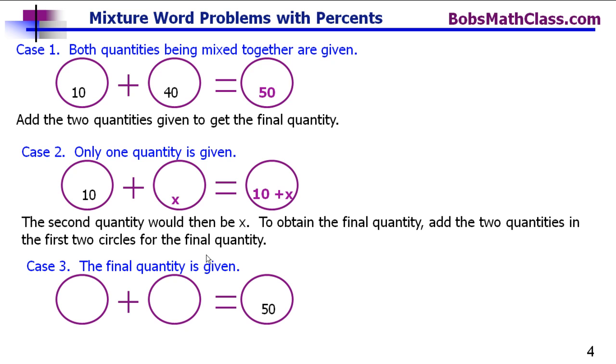Okay, so the first case, you add these two. Second case, you have to make one of them x, and then you add. Here in the third case, the final quantity is given. So for example, let's say it's 50. Let's kind of think of what can we write here. Well, x clearly could be one of them.